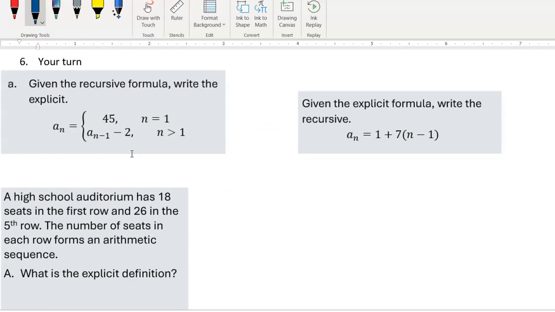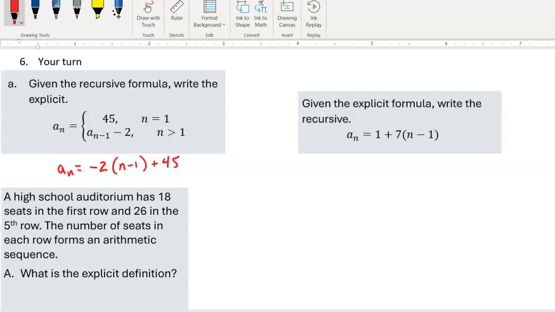I want you guys to try these next two on your own, and then we will almost be done with this video. So pause the video when you're ready to check to see if you have the correct answer. All right, so for this one, we see that the first term is 45 and the constant difference is negative 2. So the explicit formula starts with our constant difference of negative 2 times n minus 1 plus our first term, which is 45.